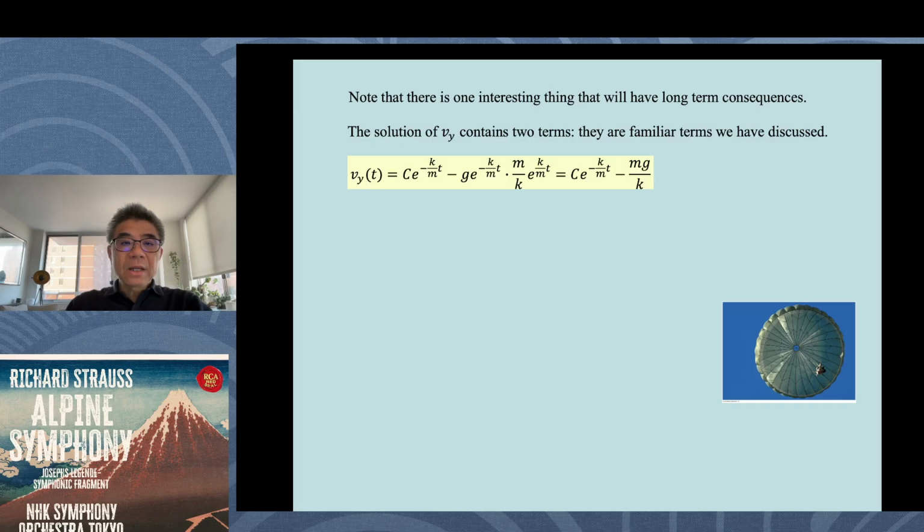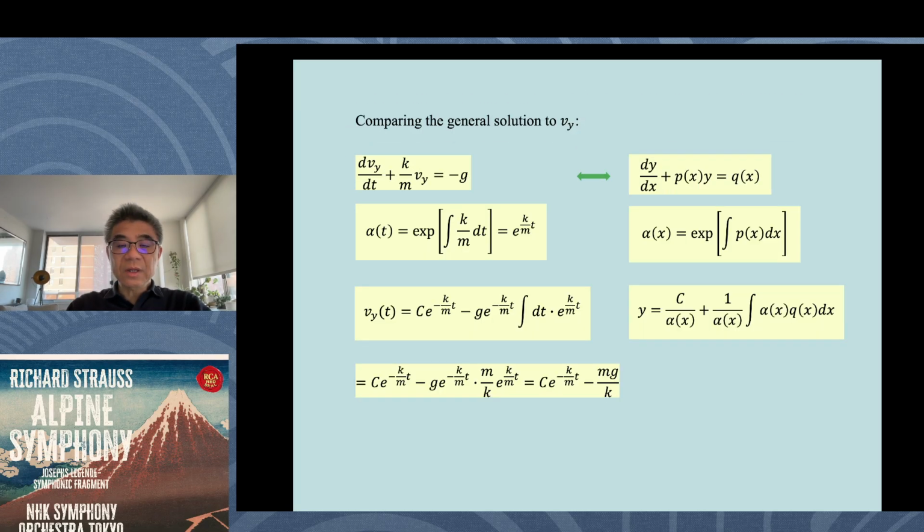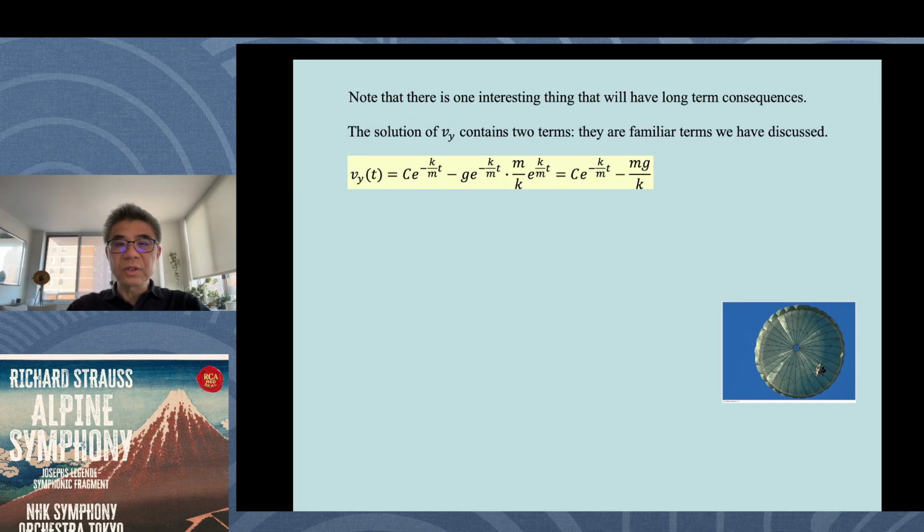But even though the integrating factor may not be useful in your future study, if you look at the solution, there is one very, very interesting thing that will have long-term consequences. When I say long-term consequences, it means the result could be applied to more general cases. If you take a closer look at the solution we have finally got here, C exponential of minus k over m times t, minus mg over k.